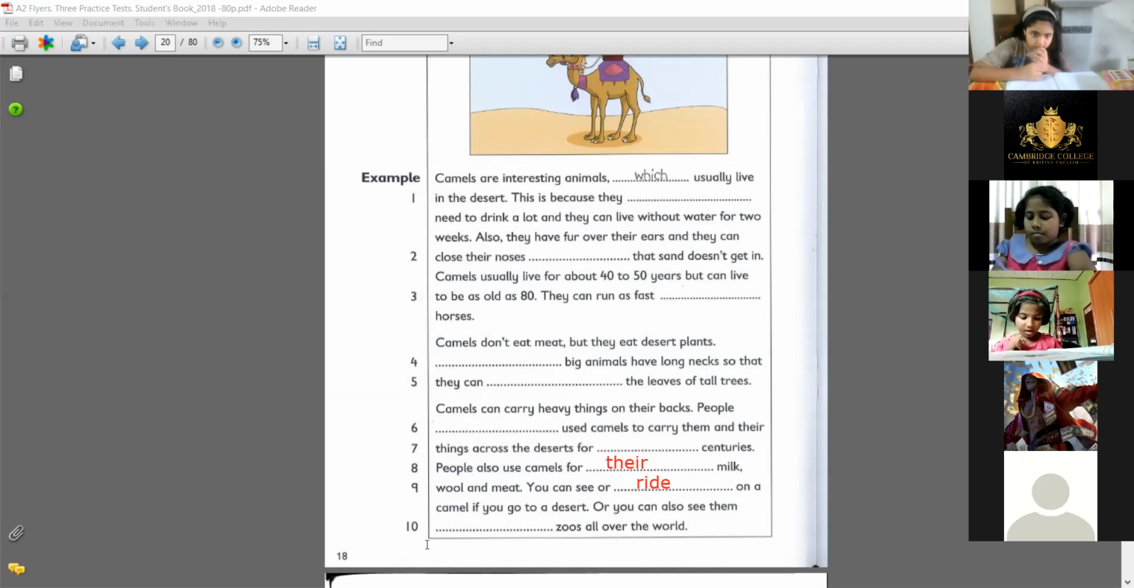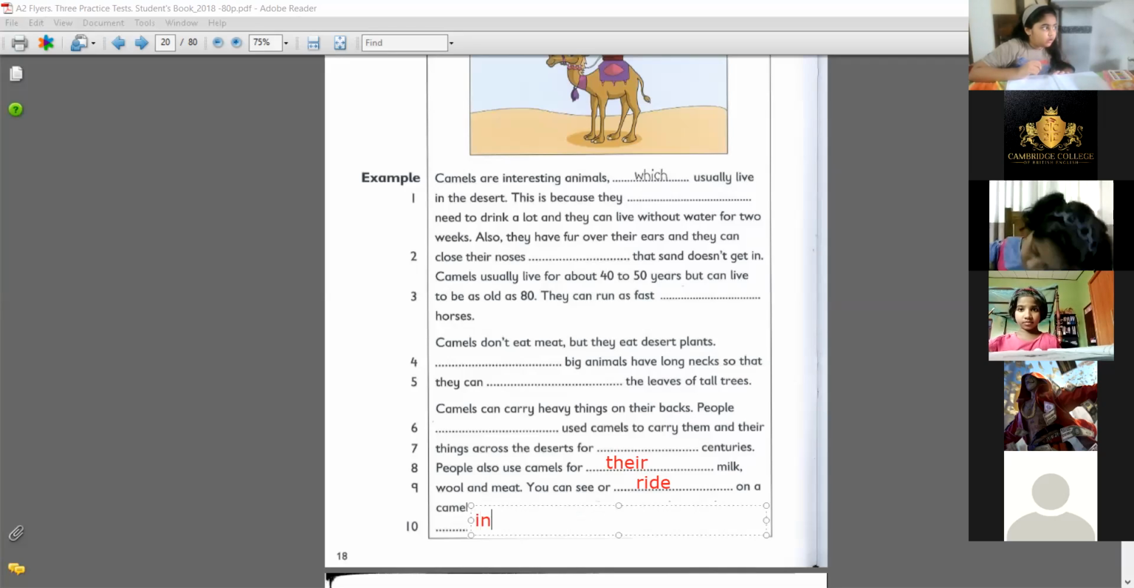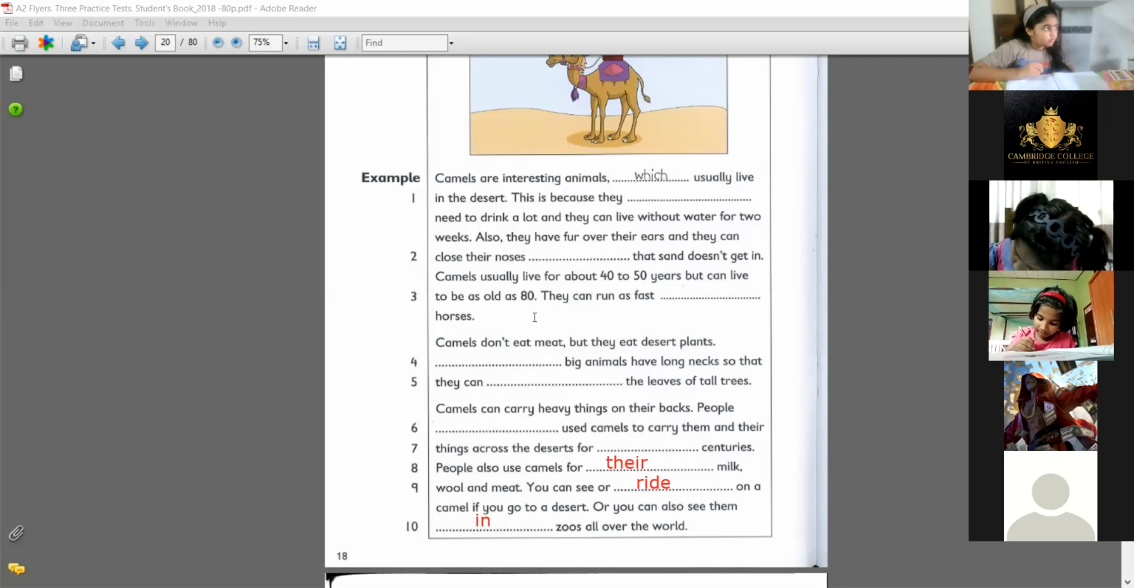Then you can see your ride on a camel, if you go to a desert. Or you can also see them where? In zoos all over the world.